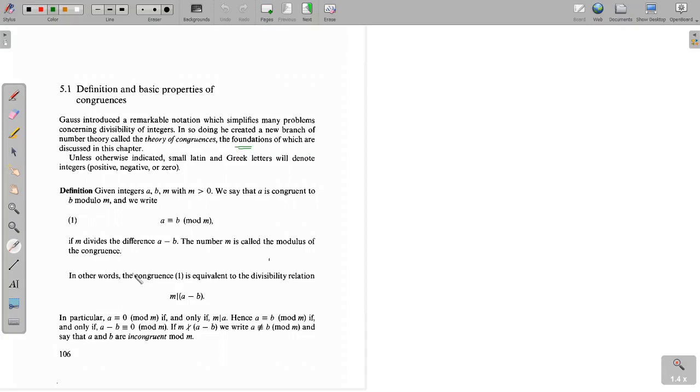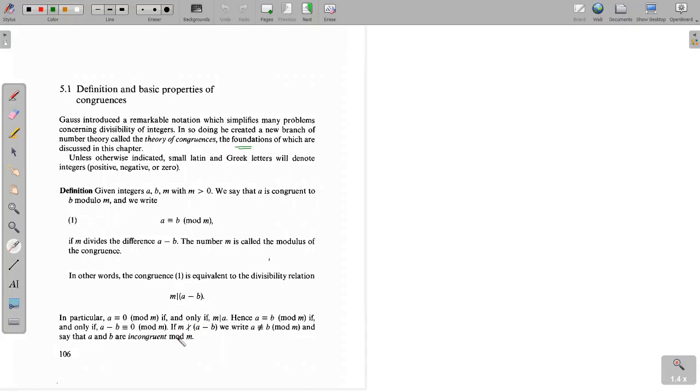An equivalent form of the definition: m divides a minus b can be written as a minus b ≡ 0 mod m. In particular, a is congruent to 0 mod m if and only if m divides a. Hence, a ≡ b mod m can be written as a minus b ≡ 0 mod m. That is, a minus b ≡ 0 mod m is equivalent to a ≡ b mod m. Both are the same, because a ≡ 0 mod m if and only if m divides a.